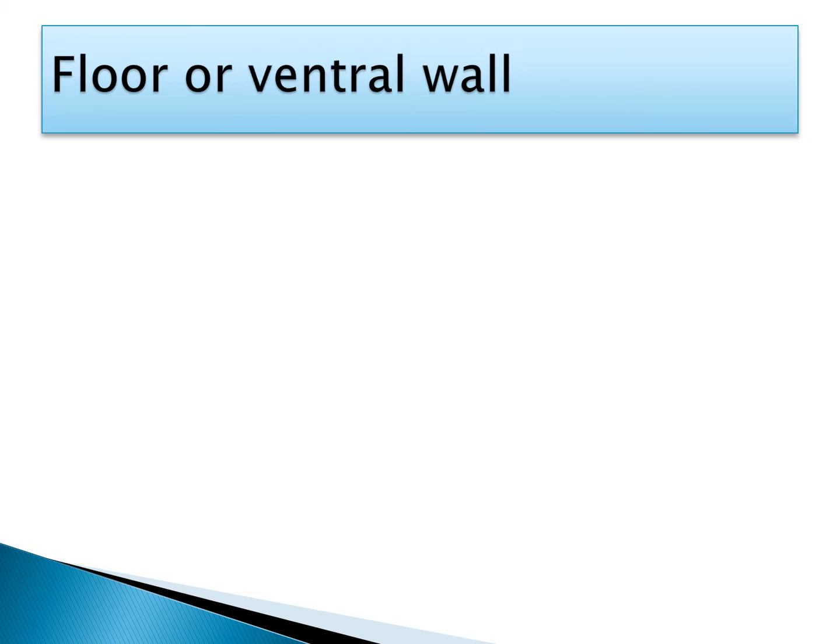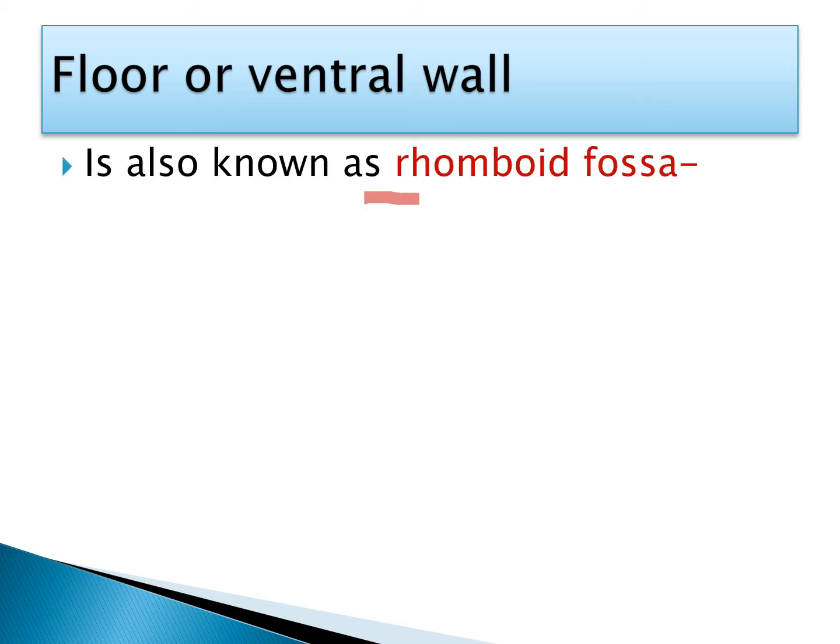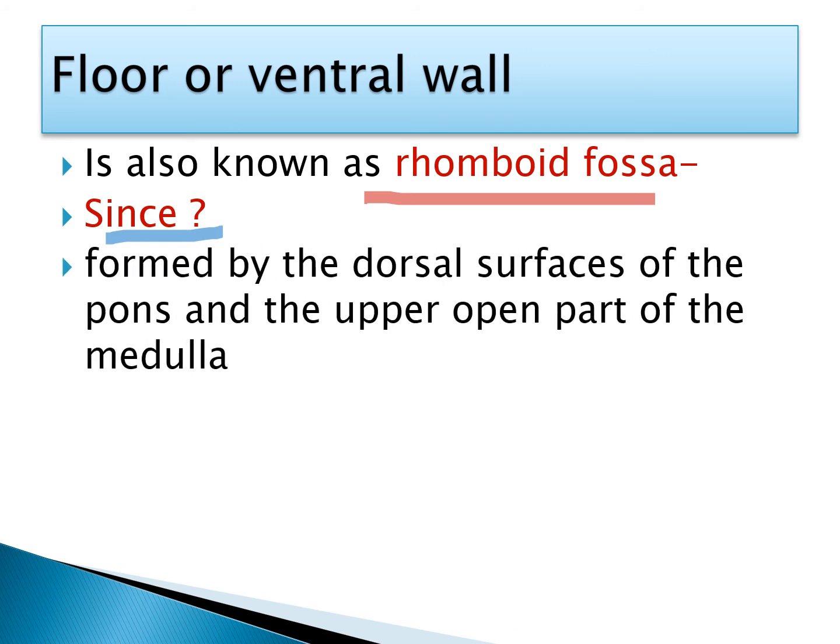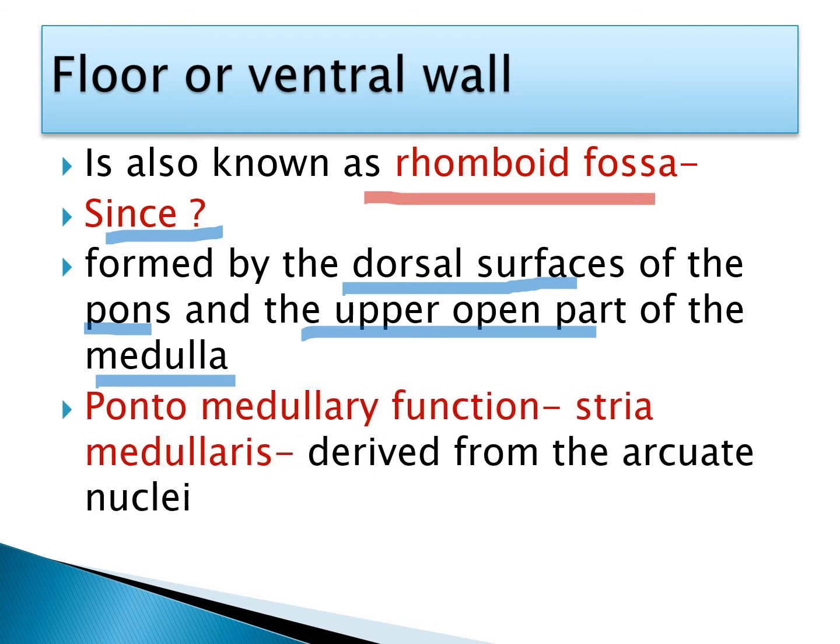Now we will see the floor or ventral wall. It's also known as the rhomboid fossa. This rhomboid fossa will be asked separately as an essay for you. So if the rhomboid fossa is asked, you have to write the floor of the fourth ventricle. Why is it called rhomboid fossa? Because of its shape. How is it formed? It is formed by the dorsal surfaces of the pons and the upper open part of the medulla, both dorsal surfaces.